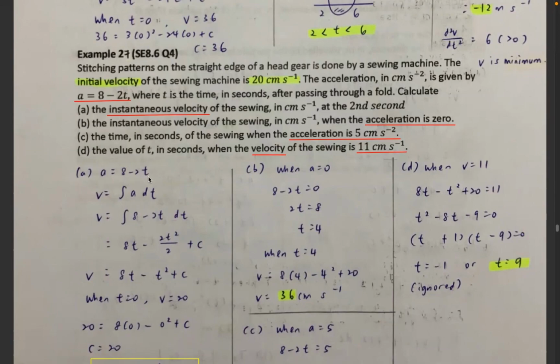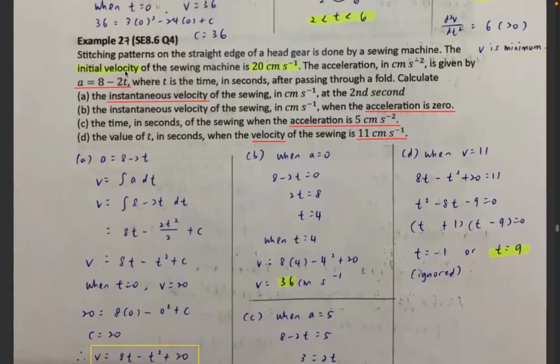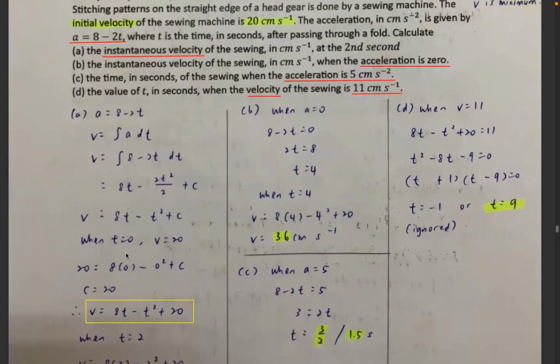So a equals 8 minus 2t. v is the integration of a dt. a is 8 minus 2t. So we integrate, and there is a plus c at the back. So let's check the information given. They said initial velocity is 20. So that means when t equals 0, v equals 20. Okay, so we can substitute here. t we sub 0, v we sub 20. So c equals 20. 20 sub back into the velocity function. So we have a complete velocity function, v equals 8t minus t squared plus 20.